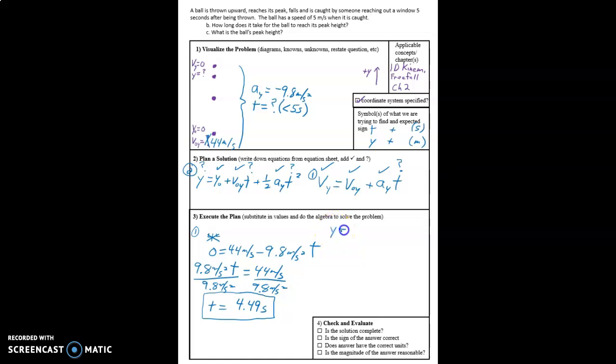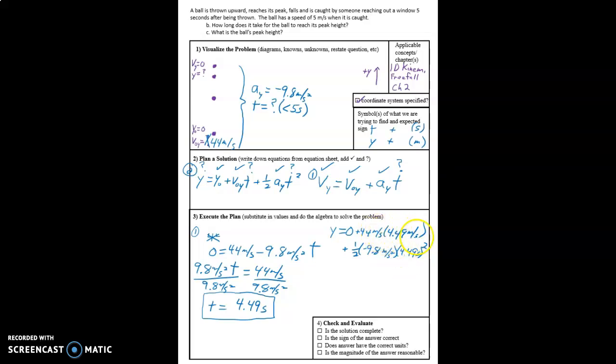We know that y equals 0 plus 44 meters per second times 4.49 seconds plus 1/2 times negative 9.8 meters per second squared times 4.49 seconds quantity squared. And we take a look at our units. We're going to get seconds squared here, and this is meters per second squared, so that's going to come out to a unit of meter.